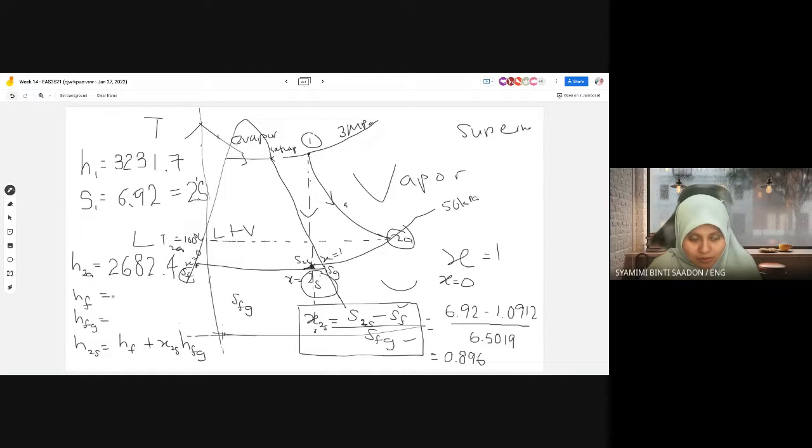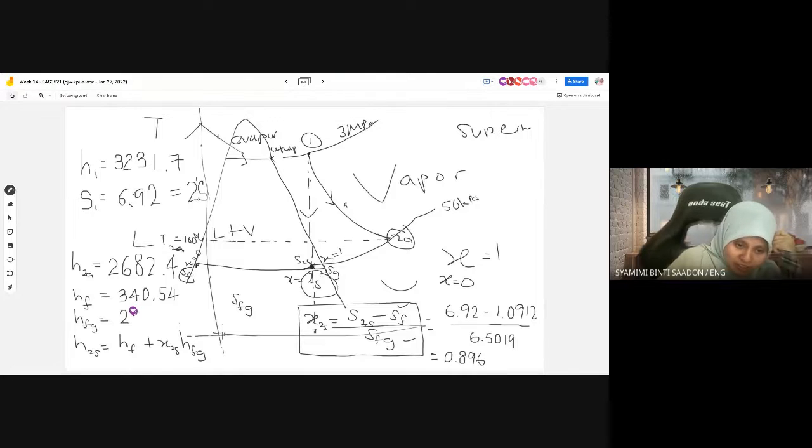So this one from the same table, the same horizontal line where you get S2S and SFG, you get the HF and HFG. And then include it in the equation here, and you get H2S. Thank you, Tension. You get the H2S, so H2S berapa? And then finally, we calculate the turbine efficiency.